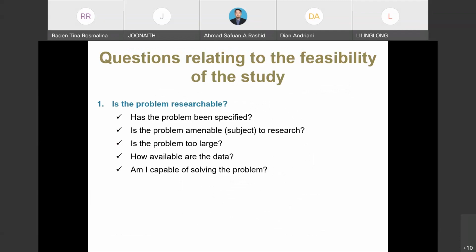Questions relating to the feasibility of the study: Is the problem researchable? Has the problem been specified? Is the problem amenable to research? Is the problem too large? How available are the data? And am I capable of solving the problem? The last one is more related to your capability, especially your research skill. You can develop your research skill by repeatedly conducting testing. From there you can know what is lacking in your knowledge.